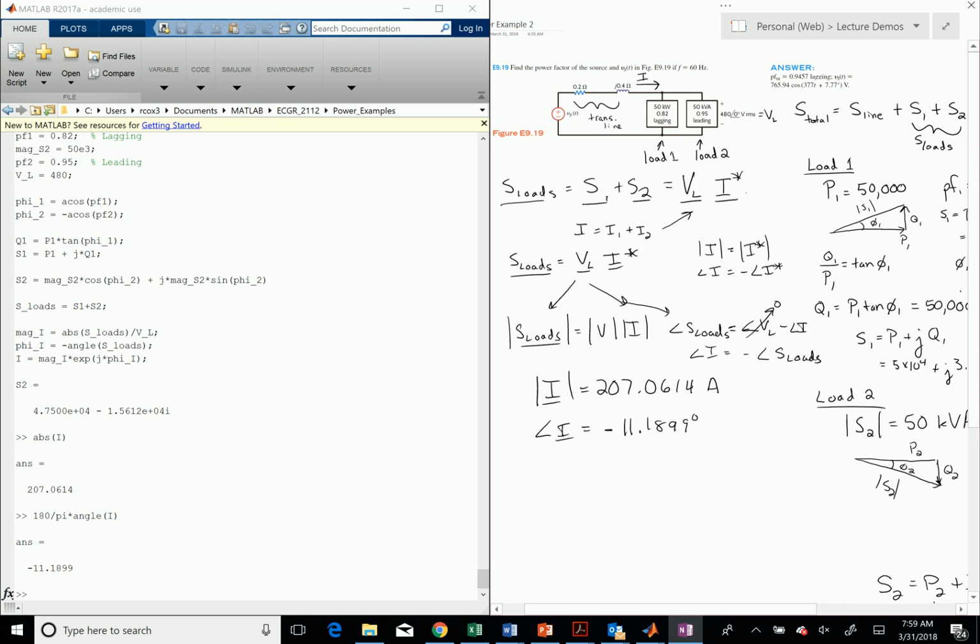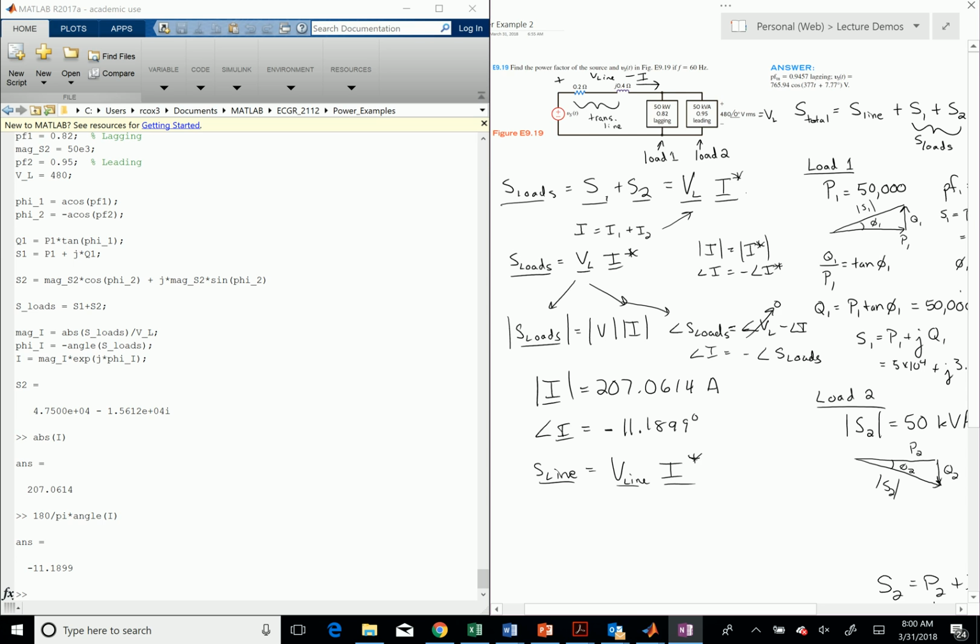Now I can figure out S line. One way to do that would be to say, well, here's the voltage V line, right? And I could say that S line equals V line times I conjugate. Right? V line times I conjugate. That's one way to do this, right?